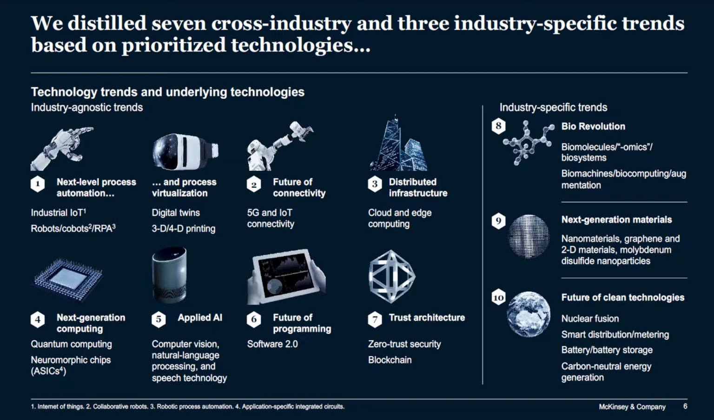First is the industry-agnostic trends. This is looking at the next level of process automation, introducing IoT, robots, automation, and so on. There is also a lot of work related to virtual reality and digital twins. This is an example of how different complex systems are being cloned digitally so that we can do a lot of prediction, planning, resource optimization, and so on and so forth.